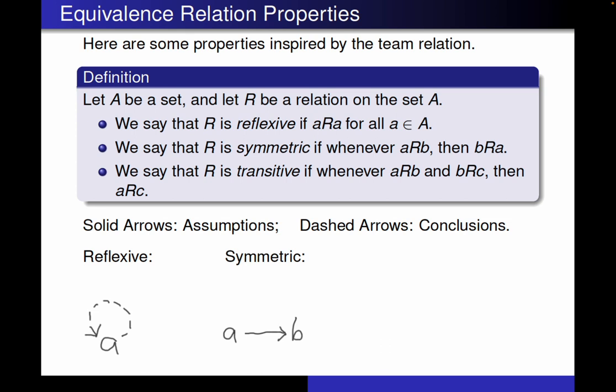For the symmetric property, we assume that A is related to B, and if A is related to B, then it follows that B is related to A, so we've got a dashed arrow from B back to A. And for transitive, we have two assumptions. First, that A is pointing to B, that's our first solid arrow. Then we're assuming that B is related to C, that's our second solid arrow. And then our conclusion is that A is related to C, that's our dashed arrow.